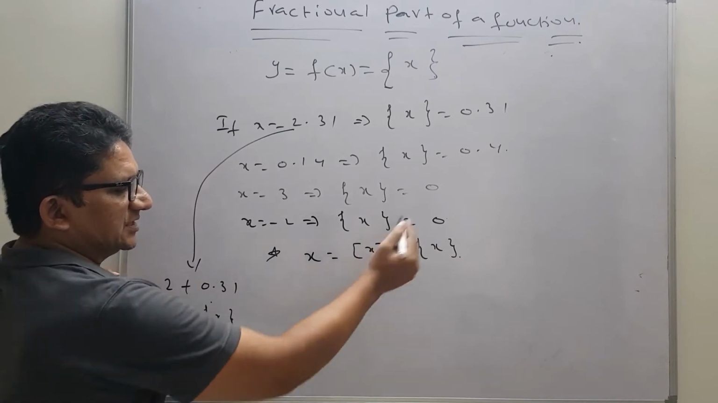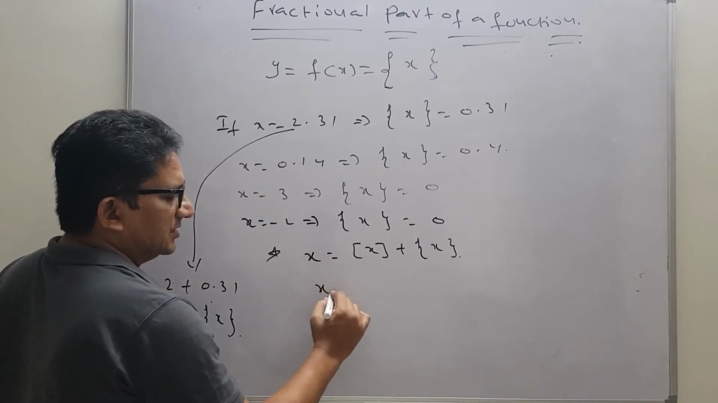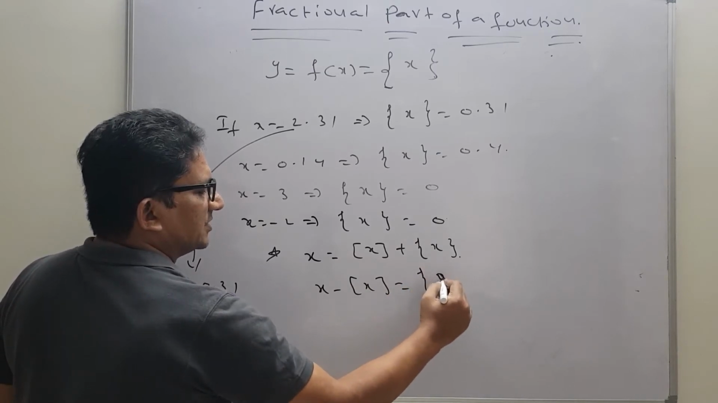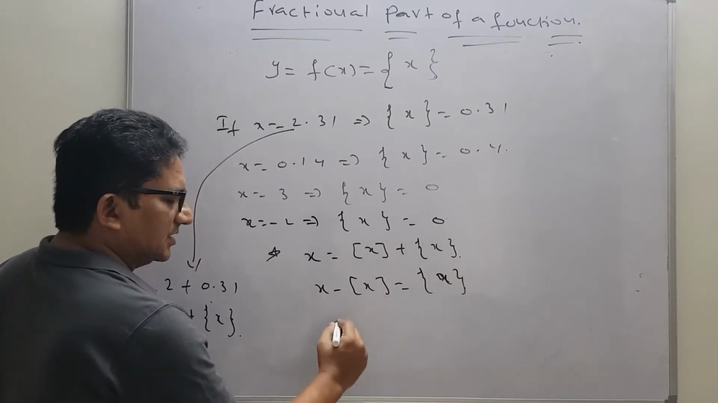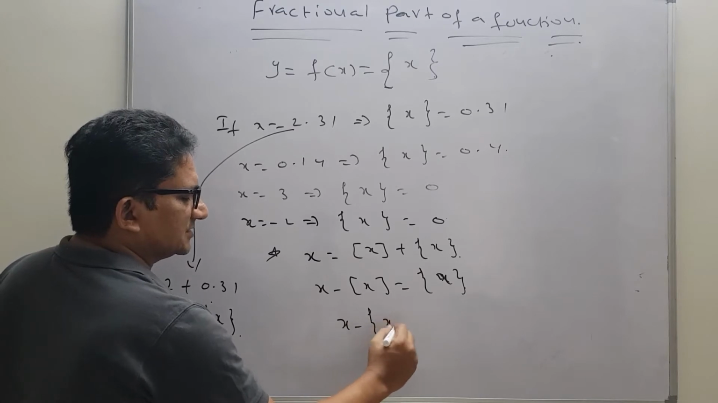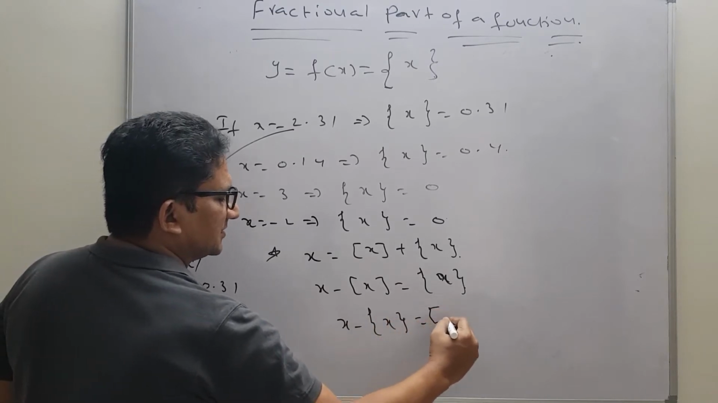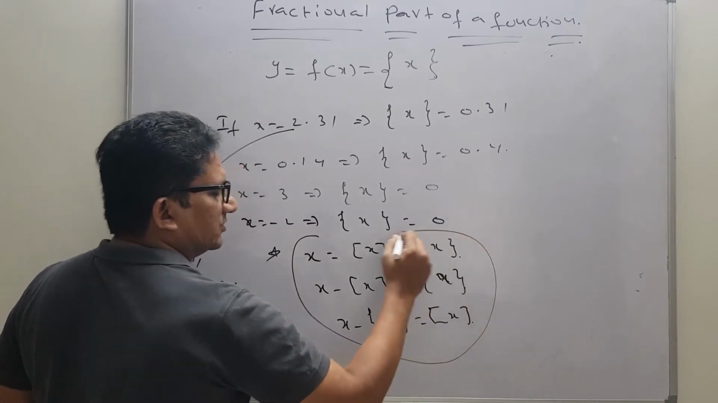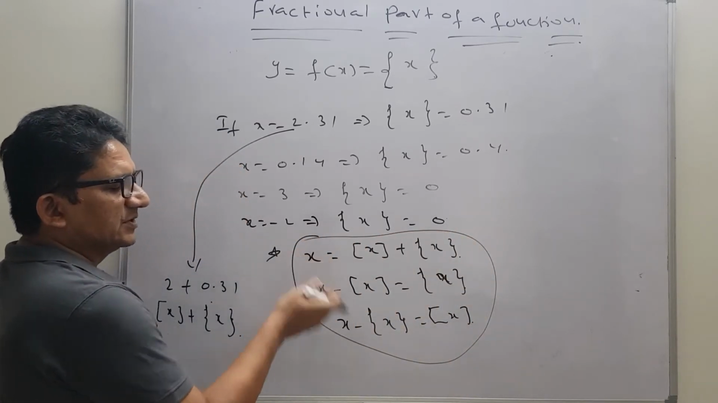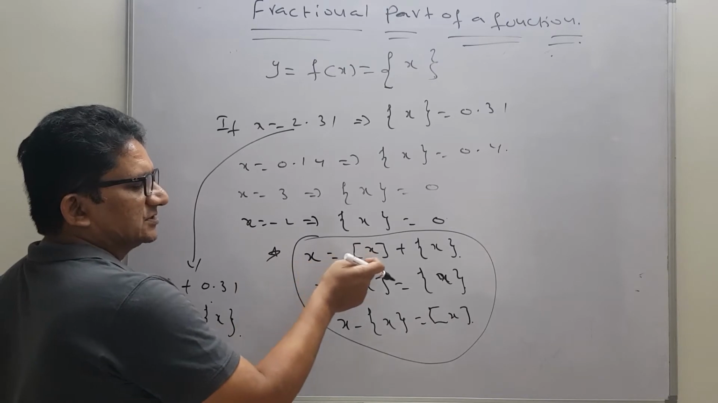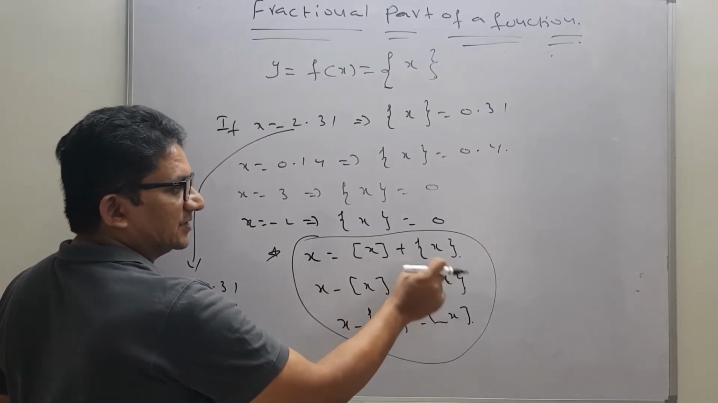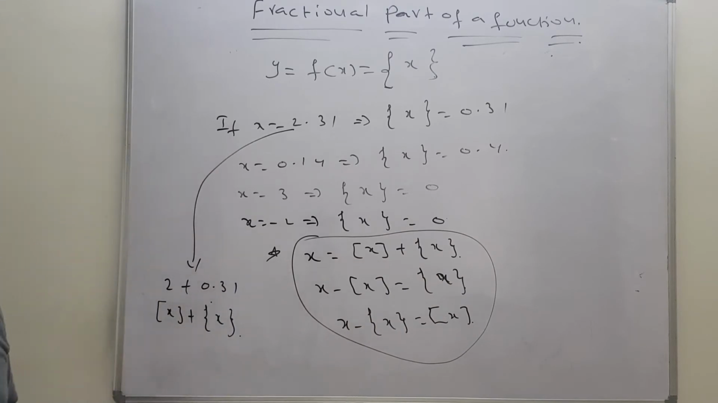From this we can write different notations. x minus [x] can be written as the fractional part of x, or x minus the fractional part of x can be written as [x]. So we suggest students remember the notations. If you remember any one, we can write all. x equals [x] plus the fractional part of x, which means x minus [x] equals the fractional part of x. So note it down.